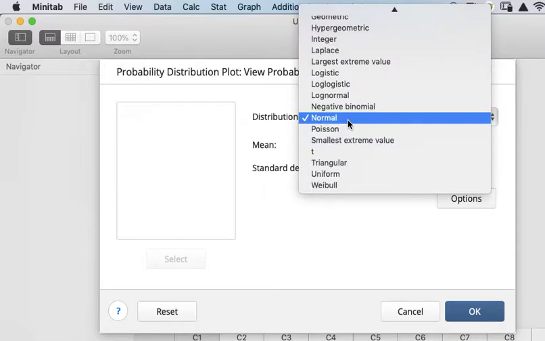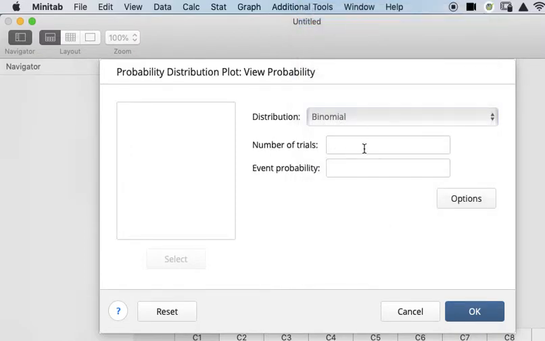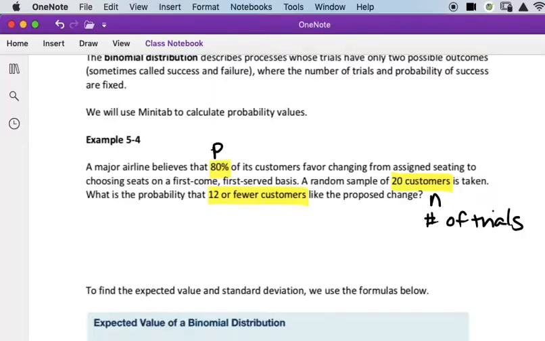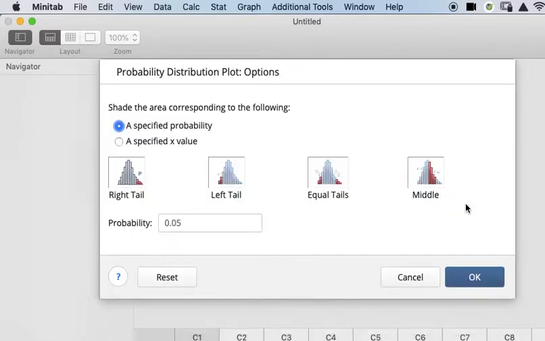Now I'm going to change this from normal to binomial and enter my number of trials and event probability that were given to me in the problem. So the problem says probability is 80% and my number of trials is 20. Event probability is always going to be a number between 0 and 1 because it's a probability. Now I'm going to click on Options. And what I'm looking for here is a specified X value, so I'm going to select that.